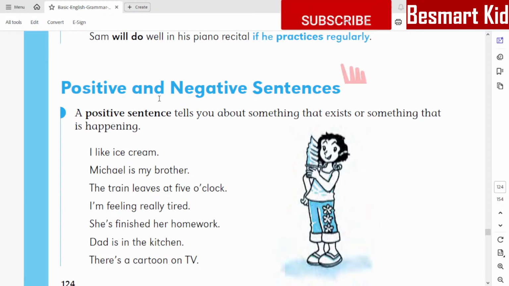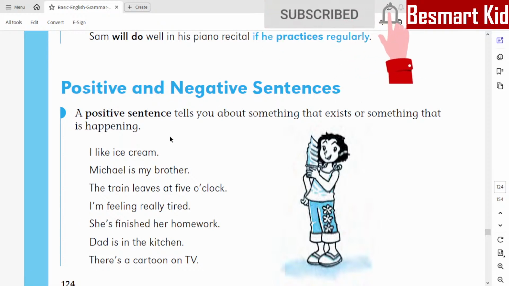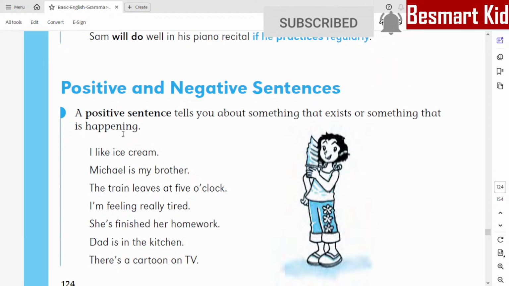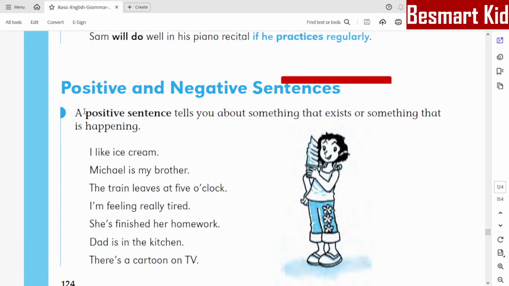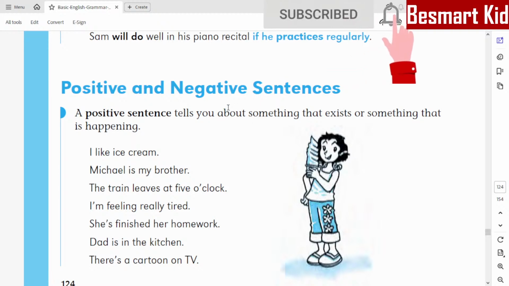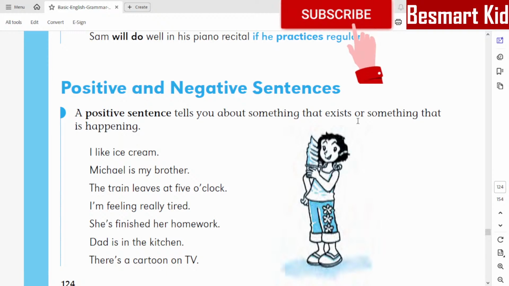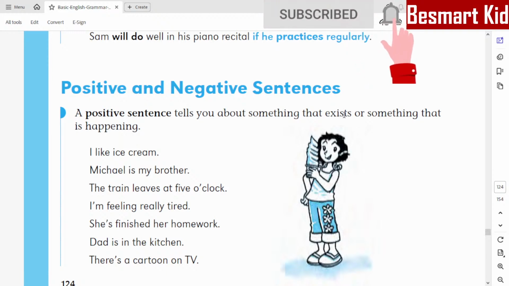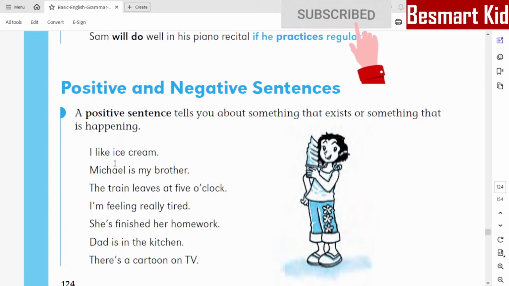Now we have positive and negative sentences. A positive sentence tells you about something that exists or something that is happening. Or it may be true.